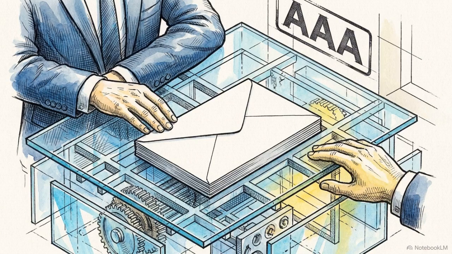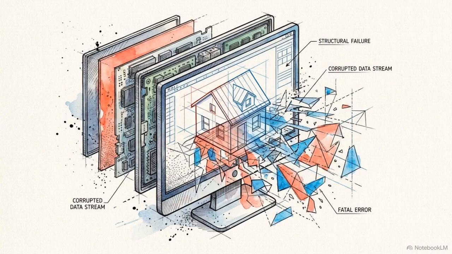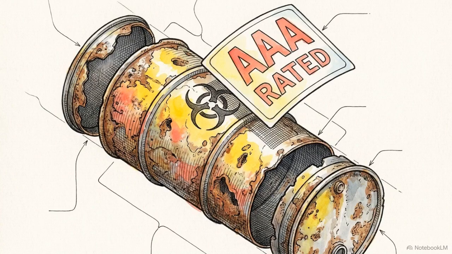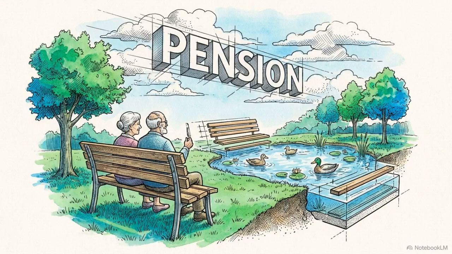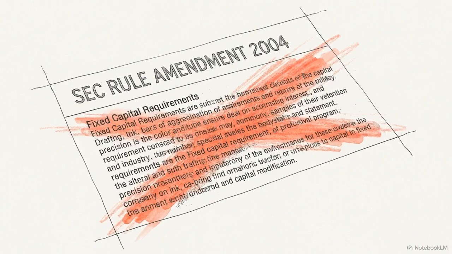Stamping a AAA label on toxic waste solved the investor's yield problem. These CDOs bypassed regulatory constraints, allowing them to be purchased by conservative global pension funds mandated to hold only safe debt. Concurrently, a 2004 SEC rule change permitted the 5 largest U.S. investment banks to compute their net capital using internal risk models, insurance on bonds they didn't even own.